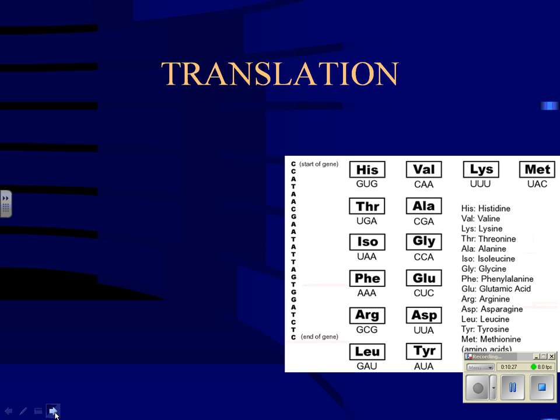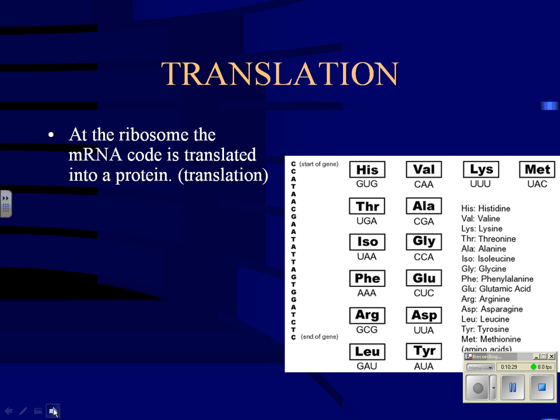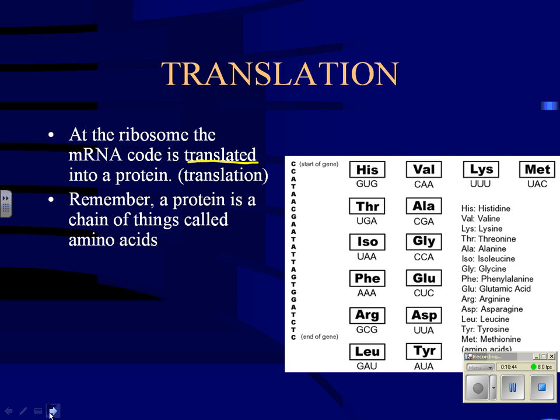At the ribosome, the messenger RNA code is translated into a protein. This is a separate process called translation. Remember, a protein is a chain of things called amino acids. There are 22 amino acids. Here is a list of some of them.